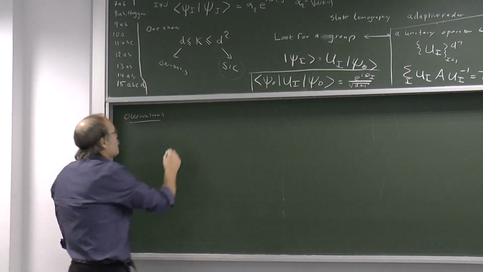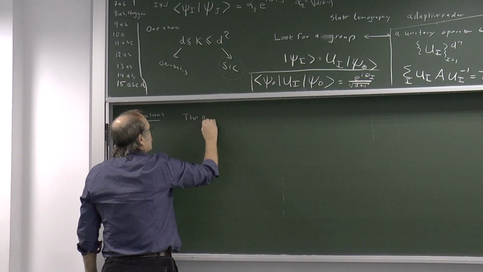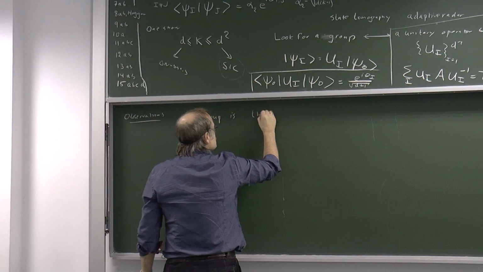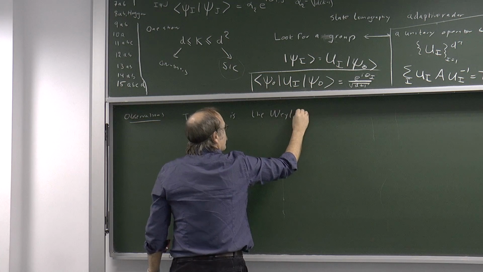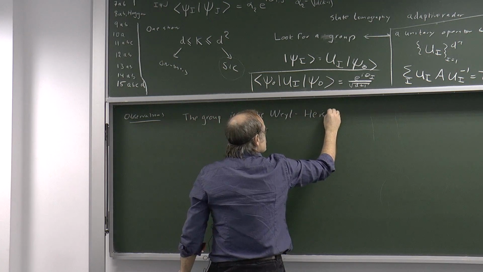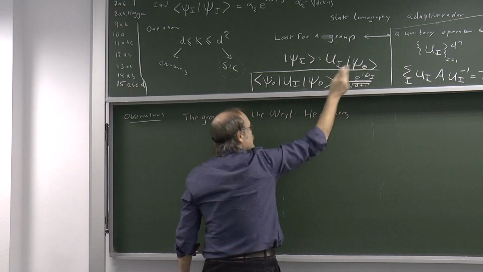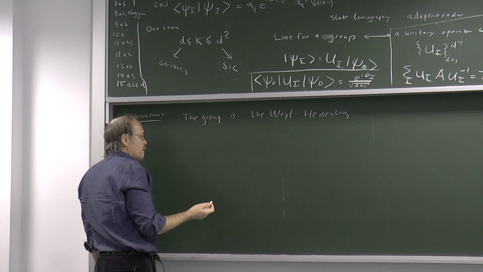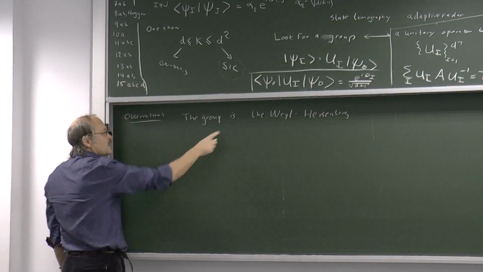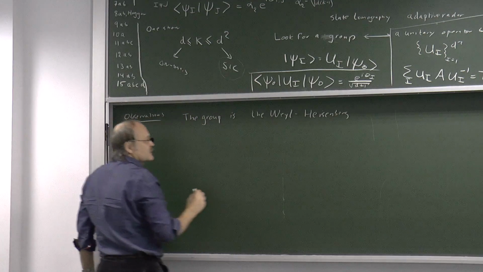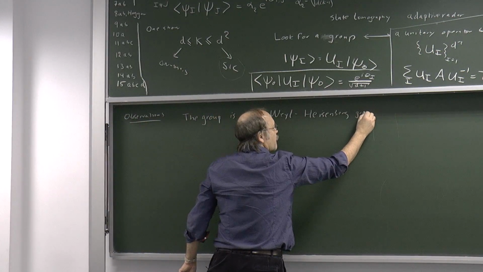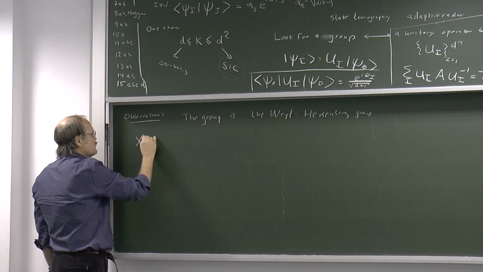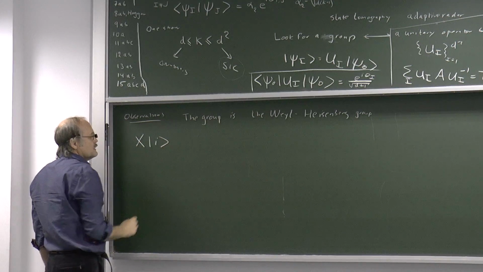So, the group is the Weil-Heisenberg group. The group that generates SICs is a very special unitary operator basis. In fact, the one that was originally studied by Schwinger. And this group is a Weil-Heisenberg group. This group is defined as follows. You take two unitary operators, and you have a basis in Hilbert space.